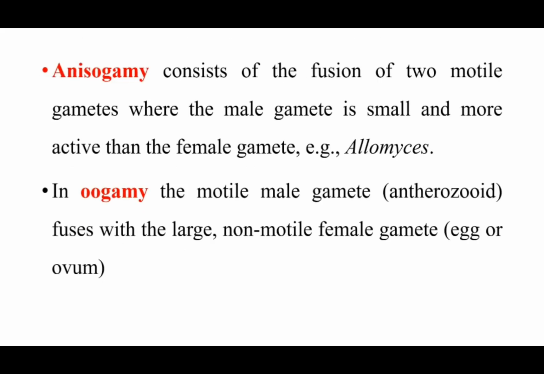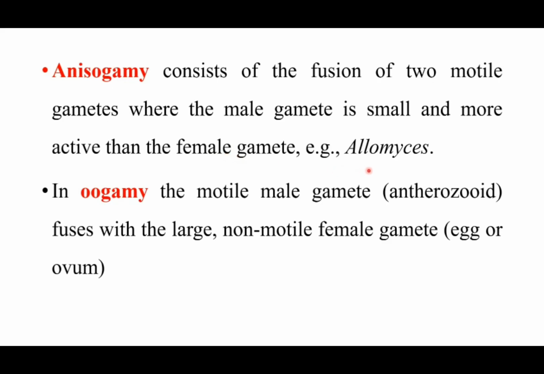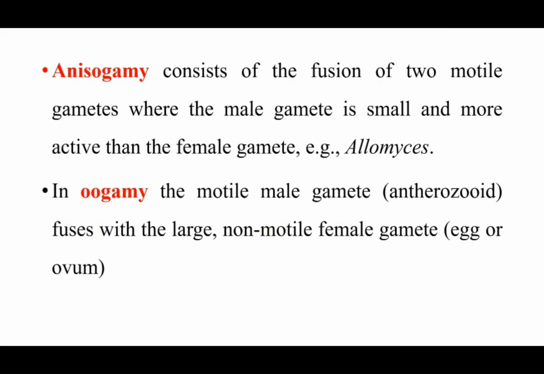Next, in case of anisogamy, there is fusion of two motile gametes where the male gamete is small and more active than the female gamete. For example, Allomyces. But in case of oogamy, the female gamete is totally non-motile, but the male gamete is motile and fuses with the large non-motile female gamete. In case of anisogamy, the female gamete is less active than the male gamete, but in case of oogamy, male gametes are only motile, but female gametes are non-motile. Male gametes are small in size as compared to female gametes.